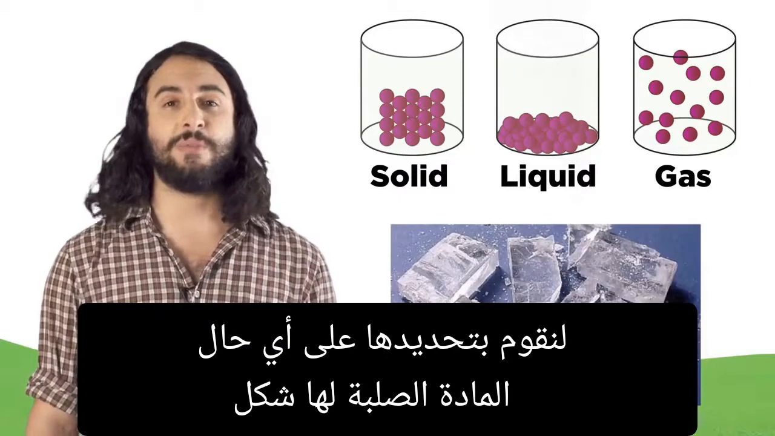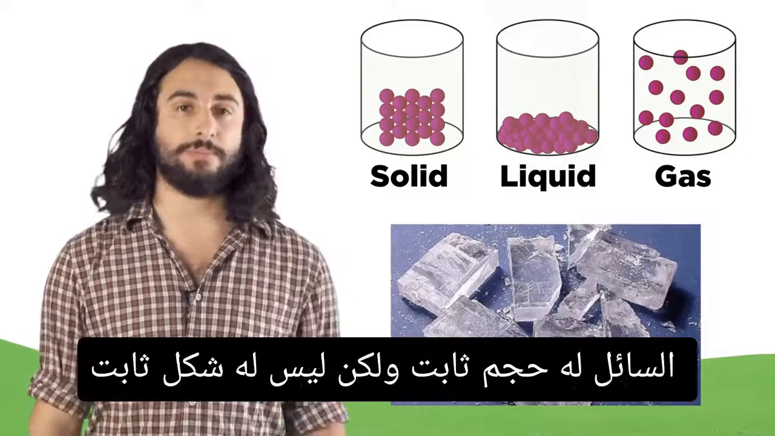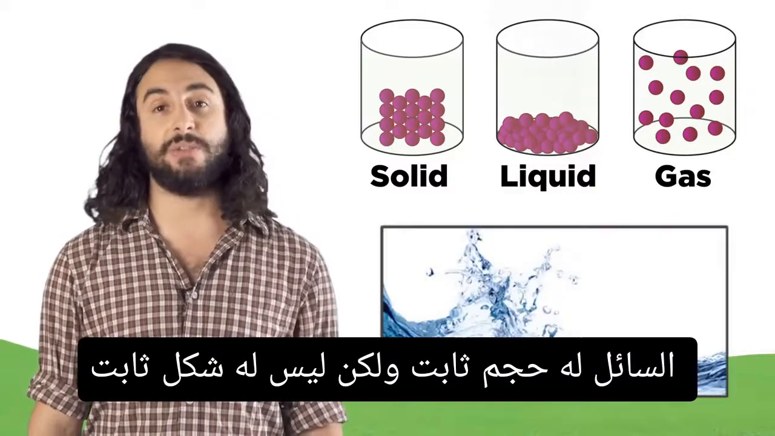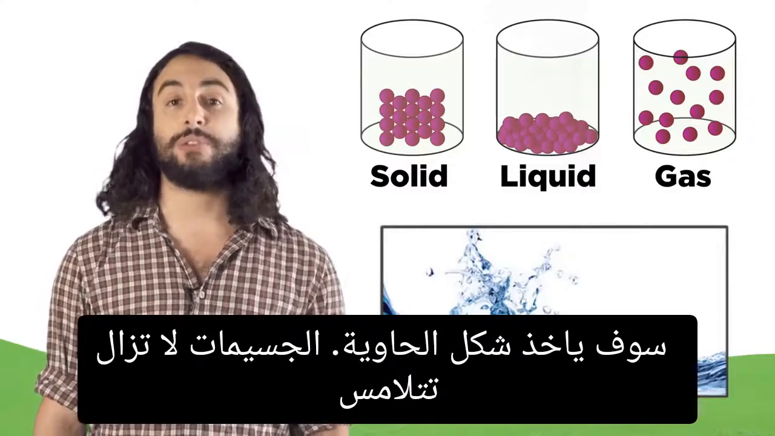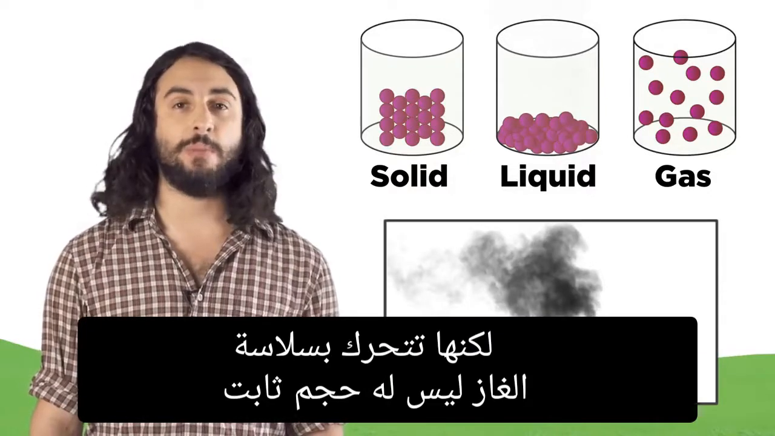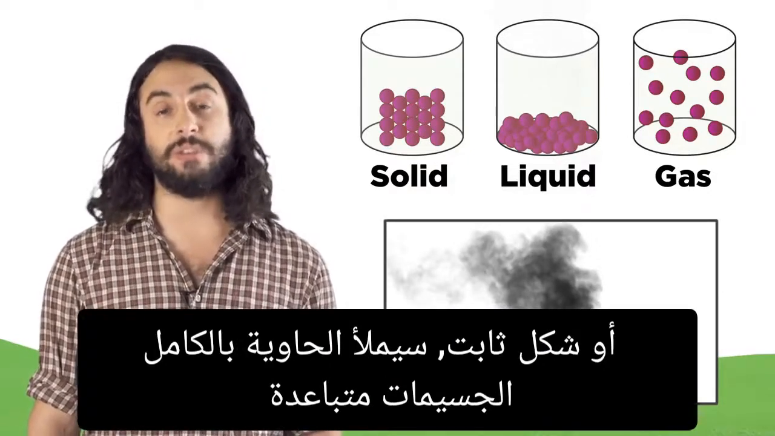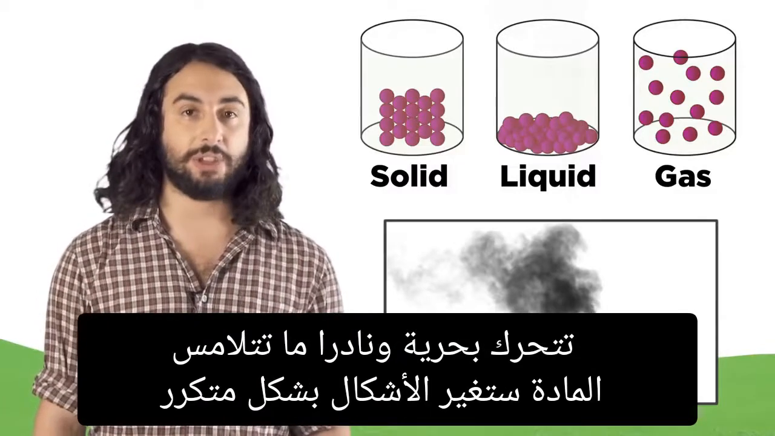A solid has fixed shape and volume. The particles are touching and do not move. A liquid has fixed volume but no fixed shape. It will mold to its container. The particles are still touching, but they do move fluidly. A gas has no fixed volume or fixed shape. It will completely fill its container. The particles are far apart, moving freely, and seldom touch.